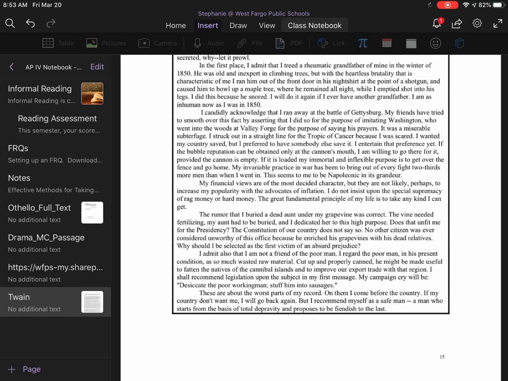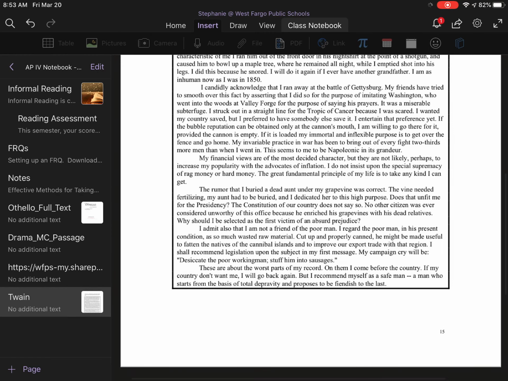Does that unfit me for the presidency? The Constitution of our country does not say so. No other citizen was ever considered unworthy of this office because he enriched his grapevines with his dead relatives. Why should I be selected as the first victim of an absurd prejudice? I admit also that I am not a friend of the poor man.